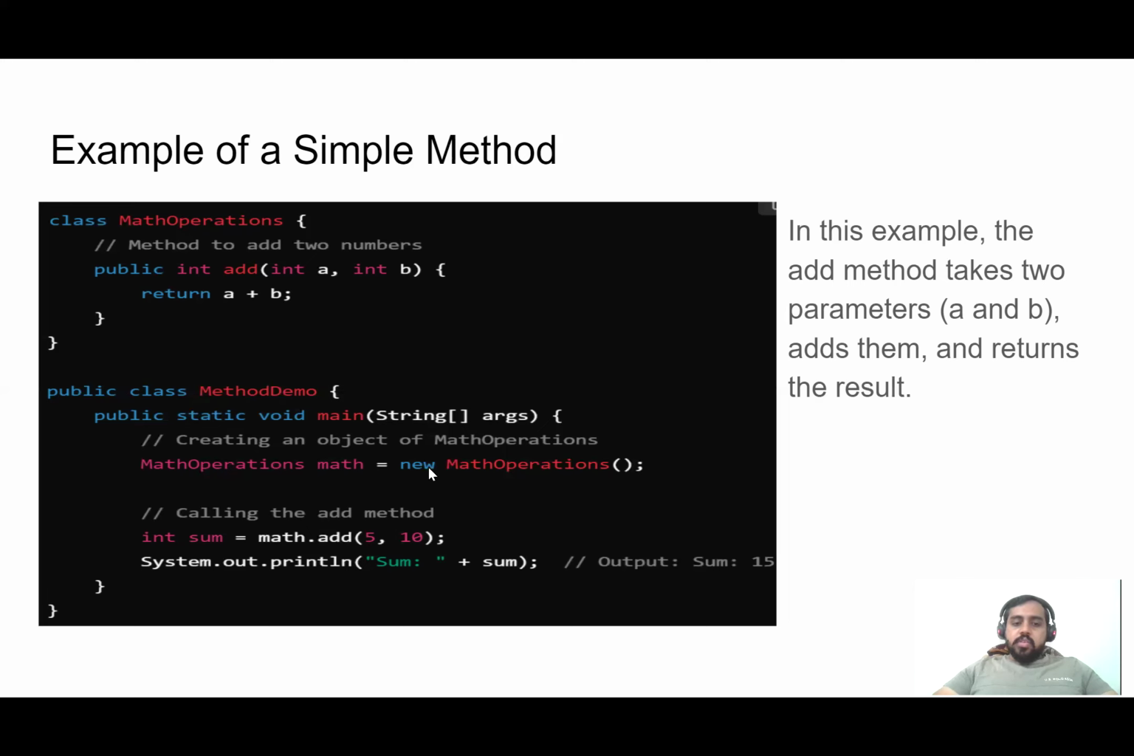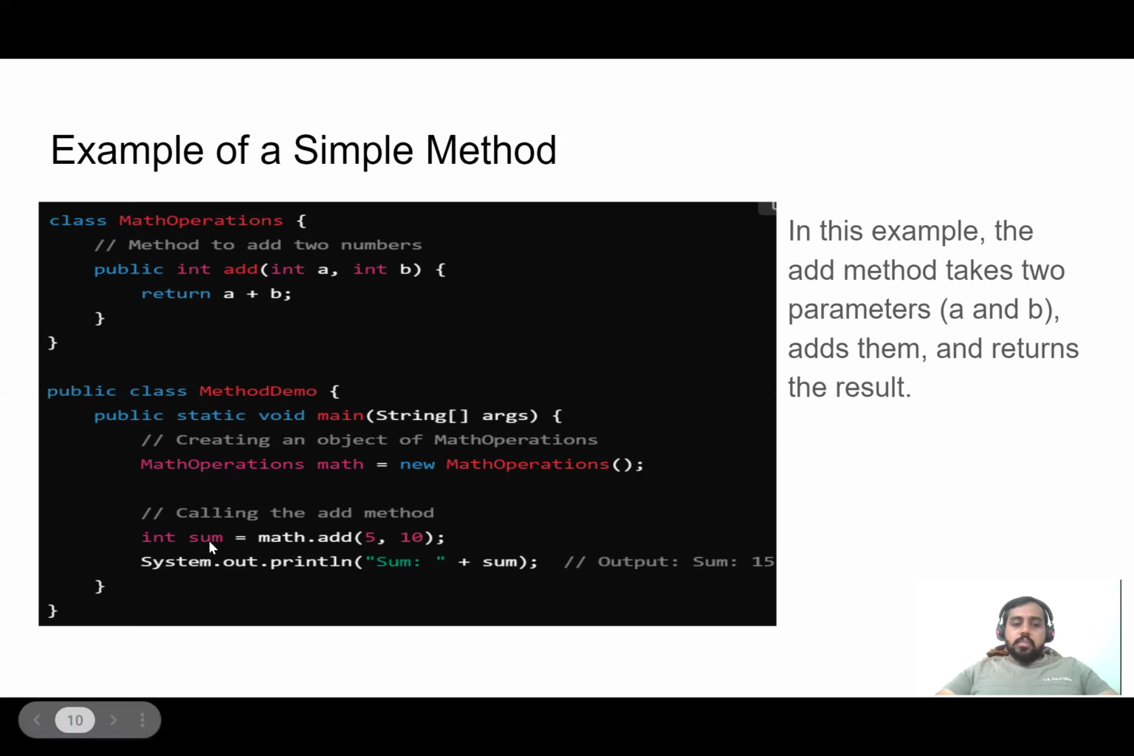Here I'm using the new operator to create an object of this class. The class is a blueprint, and I'm creating an object here. I'm not passing anything, so I'm calling the default constructor, because I don't have any fields to initialize. I'm calling it without parameters. The JVM will automatically call the default constructor; we don't have to write it.